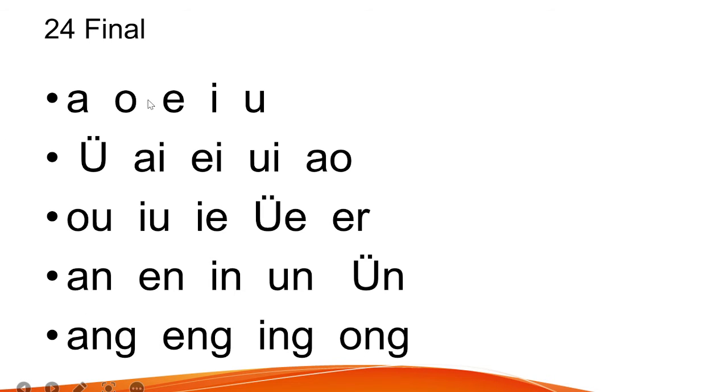So now you know how to pronounce 24 finals. It goes like a, o, e, i, u, yu, ai, ei, ui, ao, ou, iu, ie, yue, er, an, en, in, un, yun, ang, eng, ing, ong.